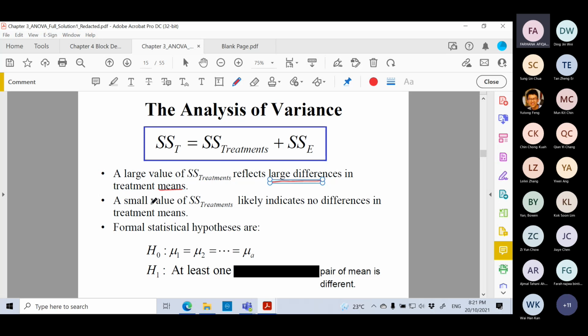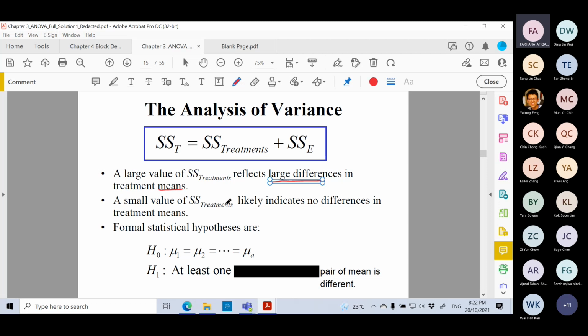The second one, a small value of the sum of squares for treatment likely indicates no differences in the treatment means. So a small value will indicate no differences here. For the formal statistical hypothesis, H0 is mean 1 equals mean 2, until equals mean A, because we want to compare the A levels of the population means. H1 is testing that at least one pair of the means is different. We do not know which pair it is, but if at least one pair of the means is different, then we reject H0.